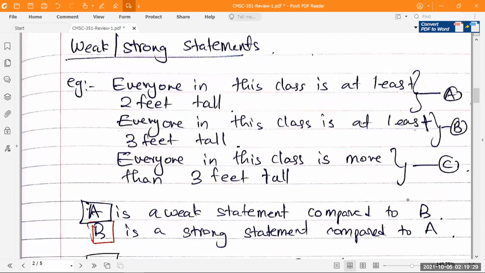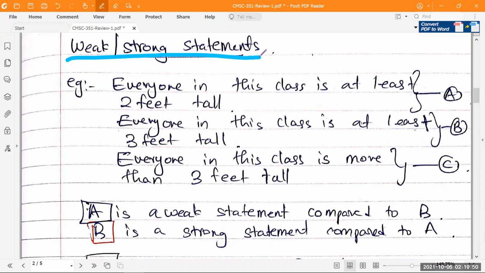So when we are going forward, this is not directly present in the course material, but you need to understand what these two words mean. So what is a weak statement and a strong statement?